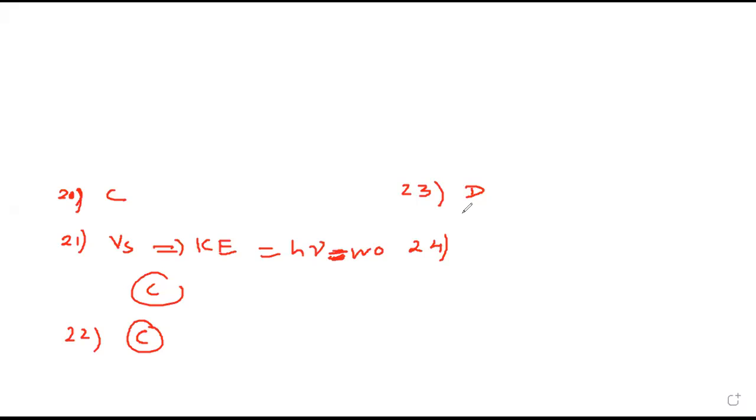So magnitude of saturated photoelectric current depends upon, this must be. What is the answer of this? Saturated current depends upon number of photoelectrons, and number of photoelectrons depends upon intensity.